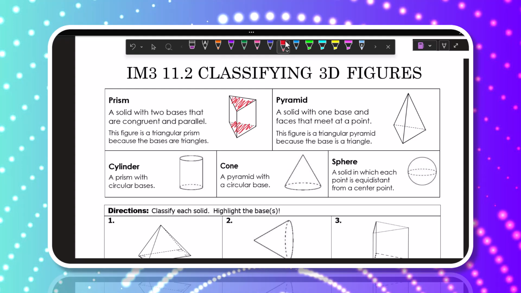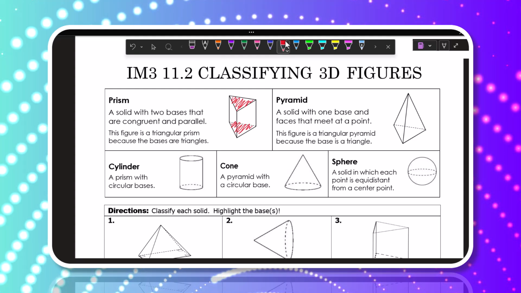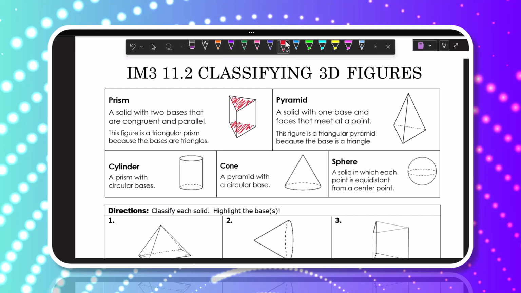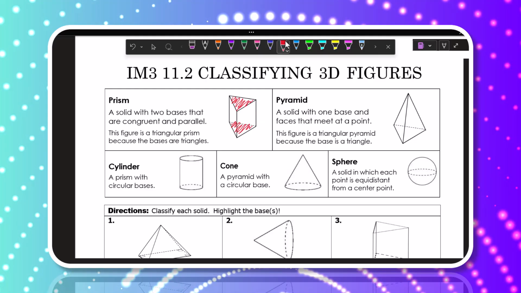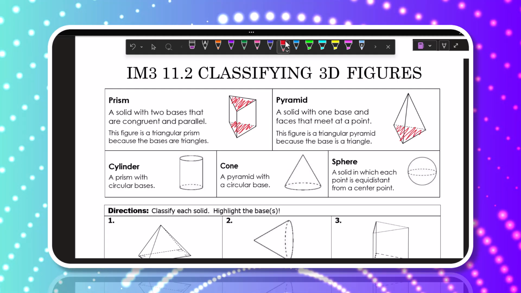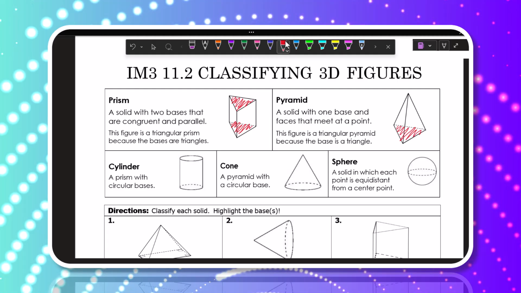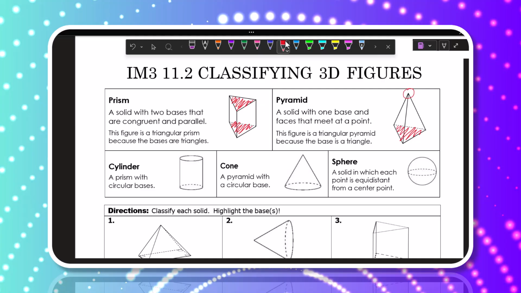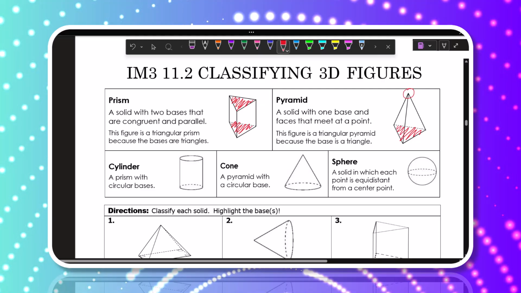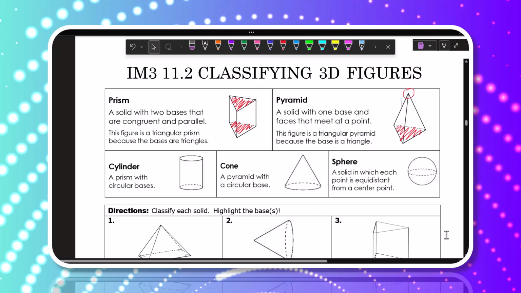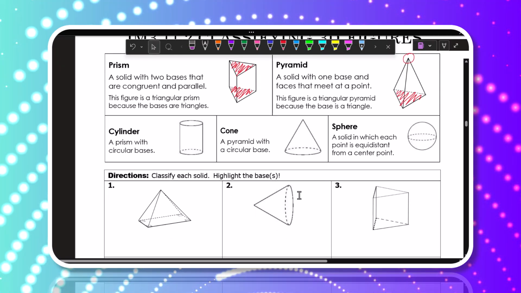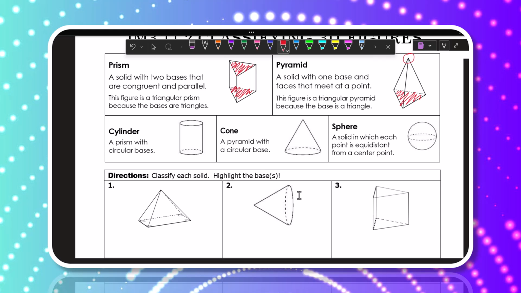So this is a triangular prism because the bases are triangles. We move over to pyramid, solid with one base, which is right here, and faces that meet at a point. Obviously, that's there. The figure is a triangular pyramid because the base is a triangle. The triangular pyramid, we name it by the base. A cylinder, well, cylinder is just a cylinder. It's a can. Prism with circular bases.